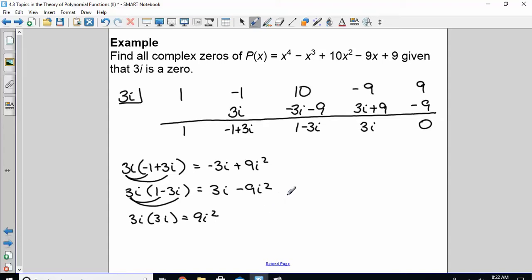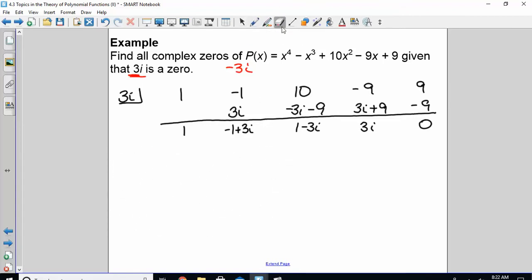Alright. This looks kind of ugly. We have all these i's in there. Am I going to be able to factor nicely if something has i's? No. But if 3i is a 0, what else is a 0? Negative 3i. So what we're going to do now is synthetic a second time.